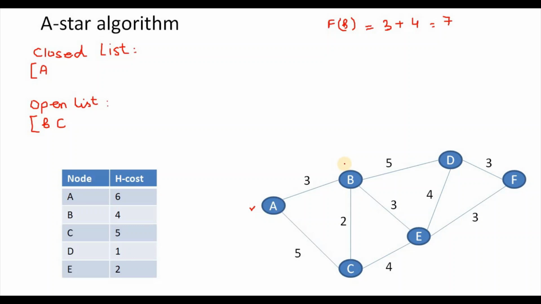Okay, so we'll write it down later. We have calculated the F cost for B, and now for C. F cost for node C is equal to, so we see that the G cost for node C, which is the distance between the starting node and your current node, is 5, and then the edge cost for C, which is 5. So 5 plus 5 is equal to 10.